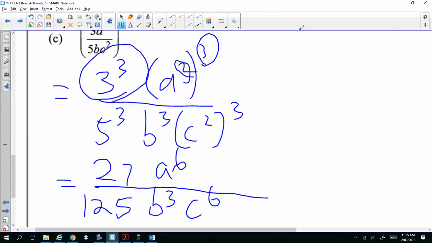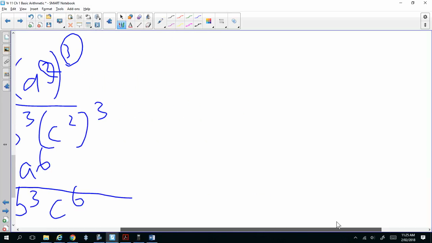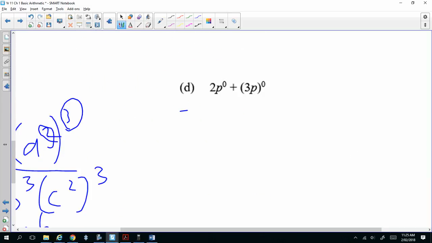And the next one we're going to do is the zero index. So be careful of the difference. The first one is 2 times 1, because the zero index only affects the p. On the other hand, when there's a bracket, it means everything becomes 1. See the difference between the second term and the first term? When there's no bracket in the first term, the 0 only applies to the p, but in the second one, the 0 applies to everything, so it becomes 1. So the answer will be 2 plus 1, which is 3.